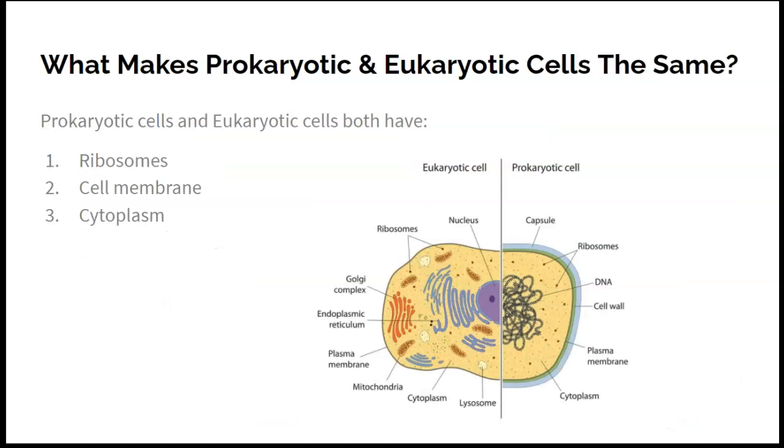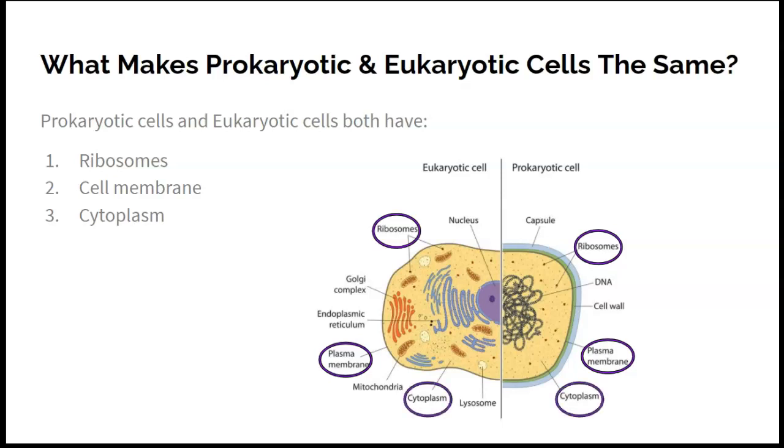And the last thing is, what do they have in common? So both prokaryotic cells and eukaryotic cells have ribosomes. They both have the cell membrane or the plasma membrane. Remember that cell membrane can be called plasma membrane. And cytoplasm, that gel-like substance that is just in the background of all cells.